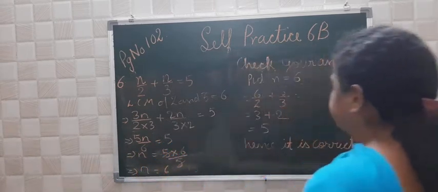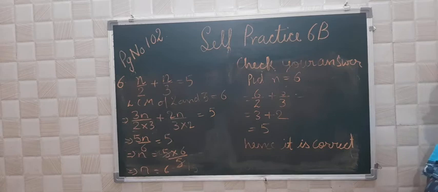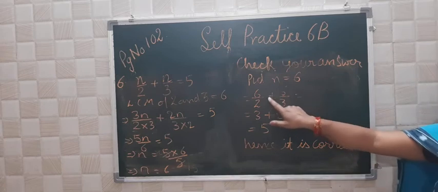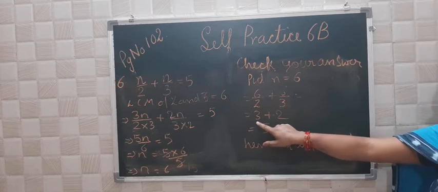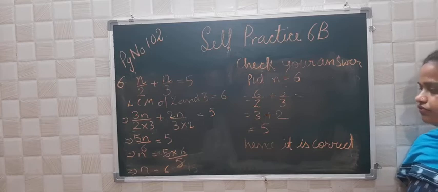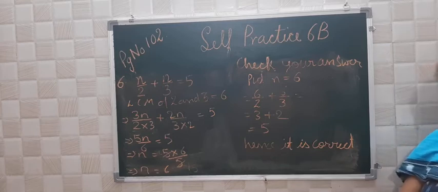Okay. At last you will put the value of n. So 6 by 2 plus 6 by 3. So 6 divided by 2 is equal to 3 and 6 divided by 3 is equal to 2. And 3 plus 2 is equal to 5. Hence it is correct. Okay.